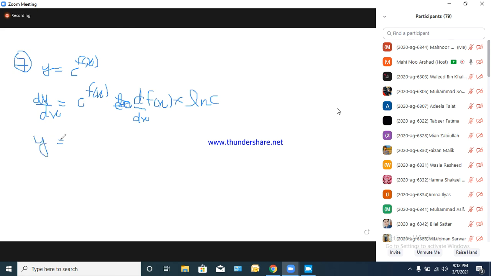And then students, let's suppose you have a function like 7 raised to the power 3x cube minus 1. Tell me its dy by dx.